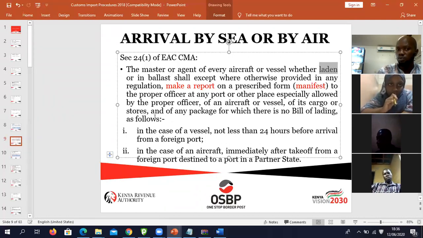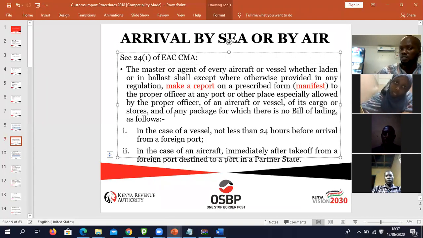So you need to declare as follows. In the case of a vessel, not less than 24 hours before arrival from a foreign port. Number two, in the case of an aircraft, immediately after takeoff from a foreign port designated to a port in a partner state. So these two points are read together with this section.